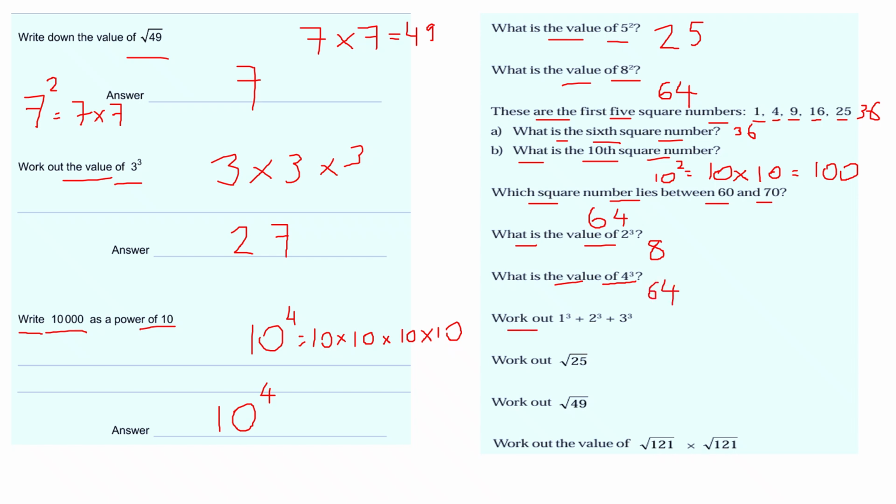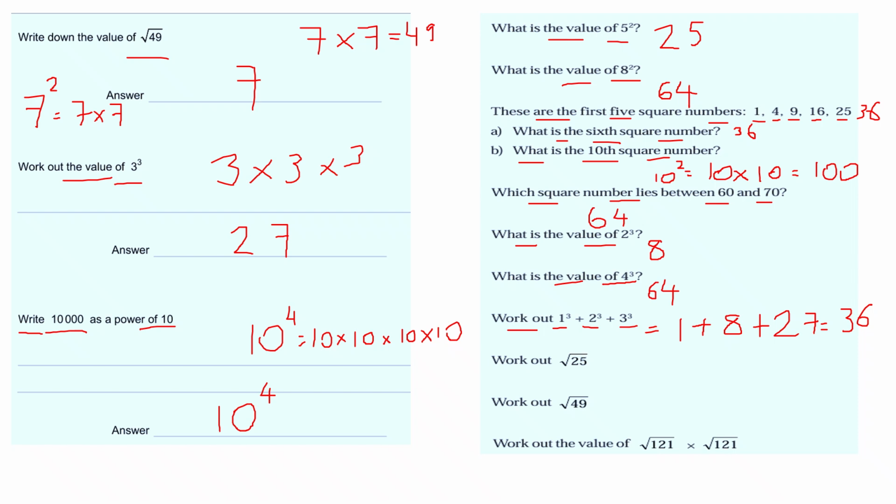Next up, work out 1 cubed plus 2 cubed plus 3 cubed. Well, 1 cubed is 1 times 1 times 1, which is 1. 2 cubed is 2 times 2 times 2, which is 8. 3 cubed is 3 times 3 times 3, which is 27. If I add them all up, guys, we get 36, because 1 plus 8 is 9, and 9 plus 27 gives you 36.